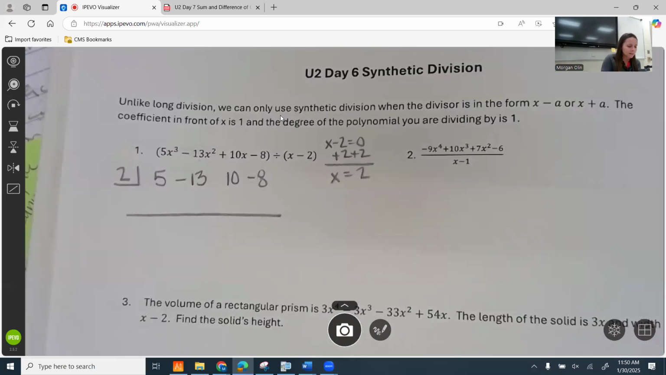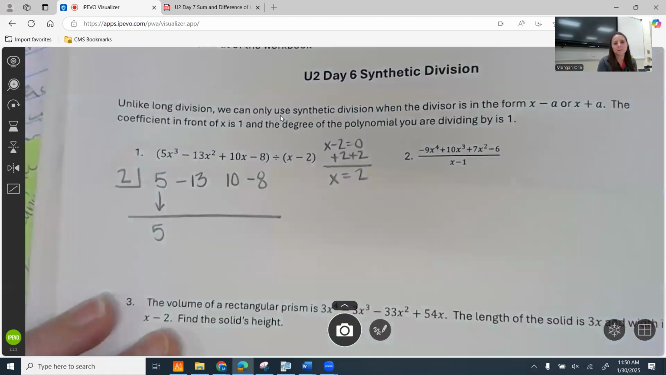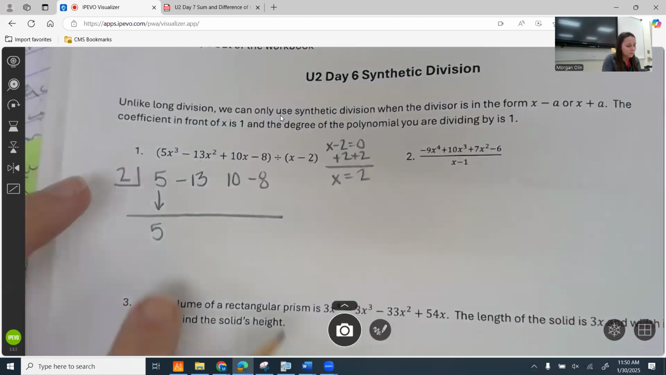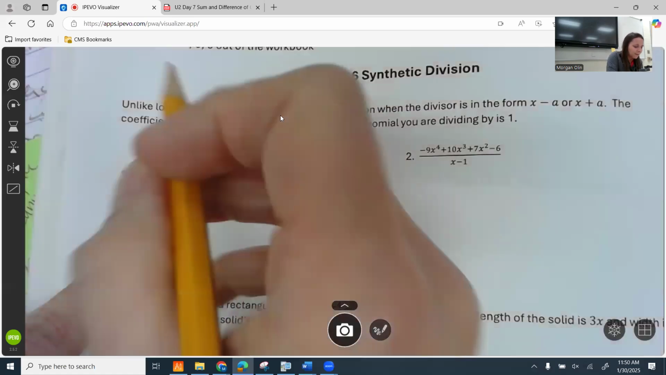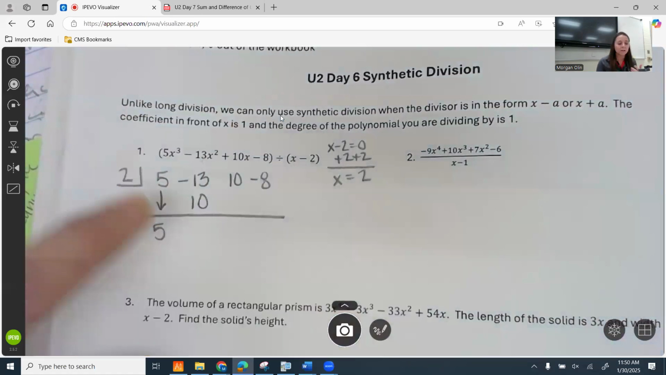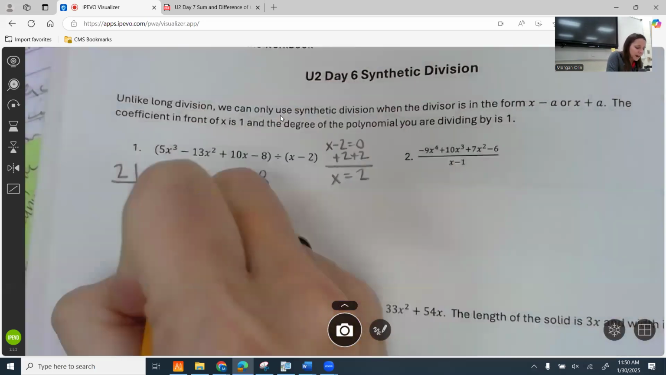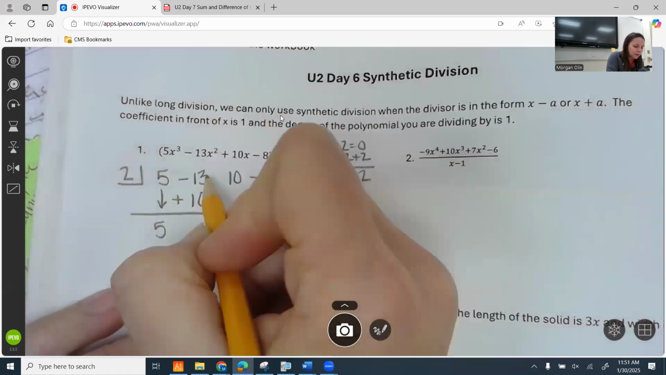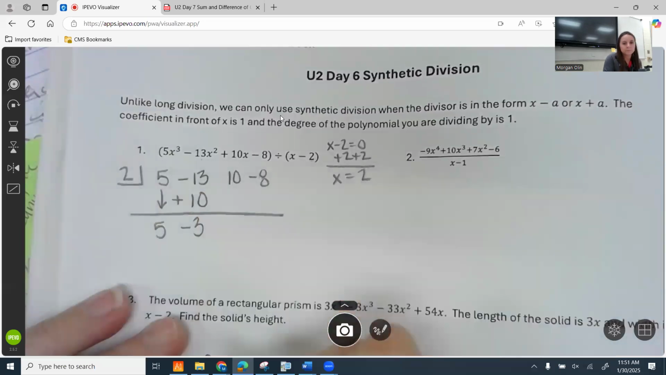Now our first step in synthetic division is drop your 5 like that. Now I'm going to take this number right here, 2, and multiply it by 5, and I get 10. If you need to use your calculator for calculations, feel free, okay? Just have it handy, or Desmos, one or the other. I'm going to get mine ready. Now, the next thing we do is add these two numbers together. -13 plus 10 is -3.